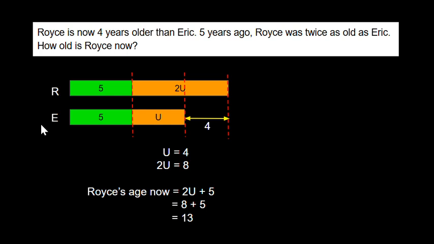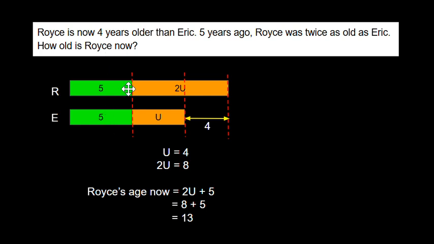Okay, I hope you managed to get the answer of 13. Let's do it together. So Royce is now 4 years older than Eric. So we do not know anything, so we just draw a bar. We just draw an orange bar. What we just know is that their difference is 4. That's all.